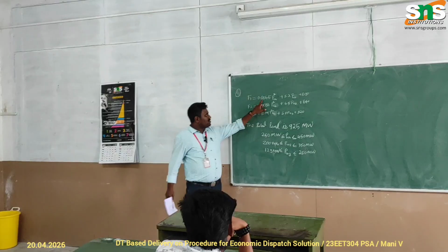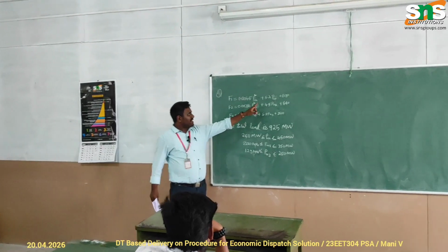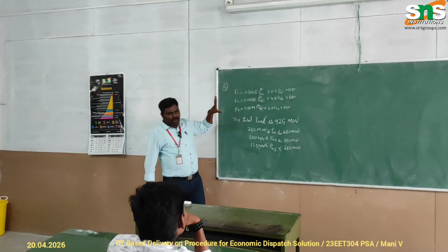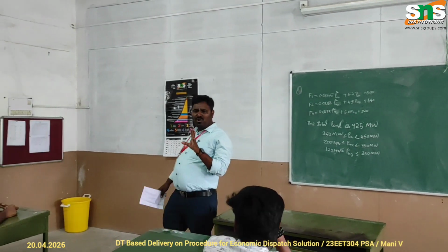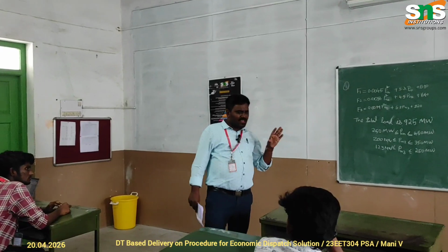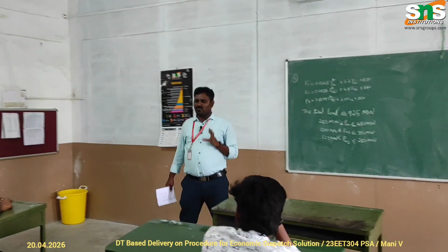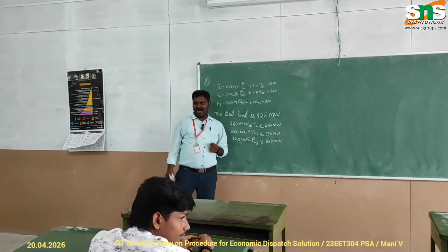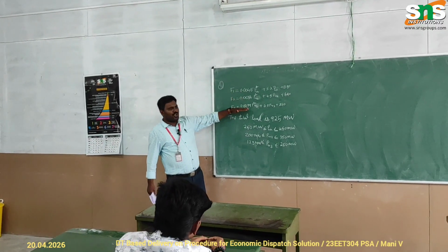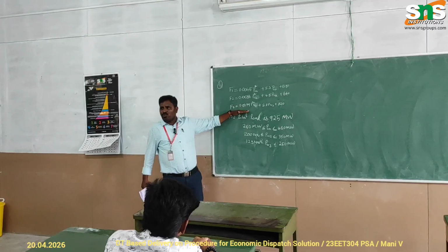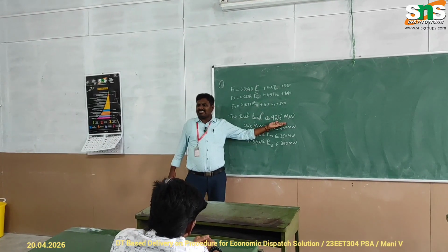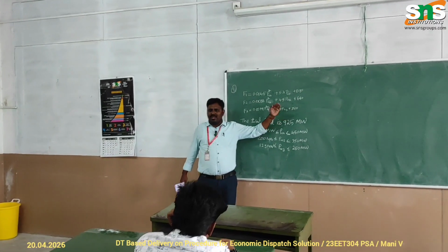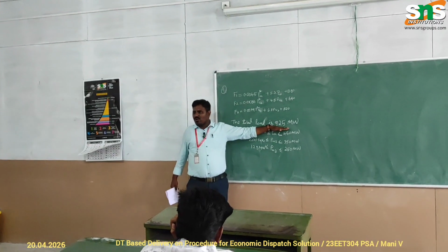So like 0.0045 Pg1 square plus 5.2 Pg1 plus 580. Like that for all three units, all three units belong to thermal power plants. So they are giving the fuel cost equation for all three units. And additionally, they are giving the total load of 925 megawatt. So all three units combined should meet the demand. The required demand is 925 megawatt.